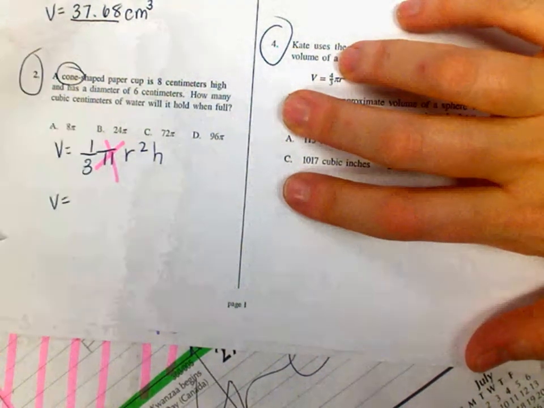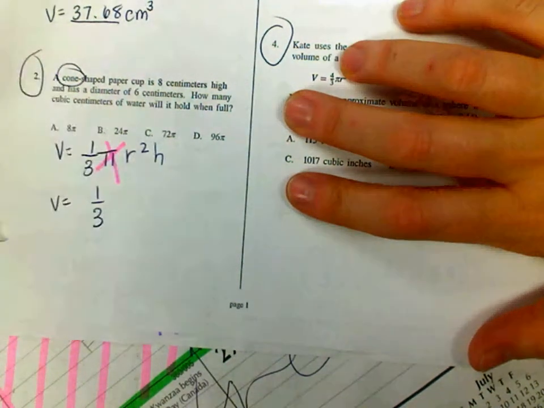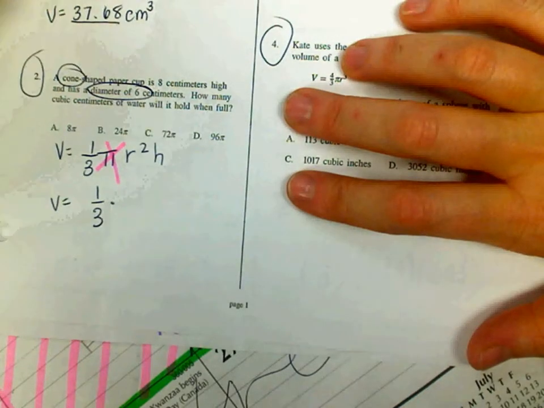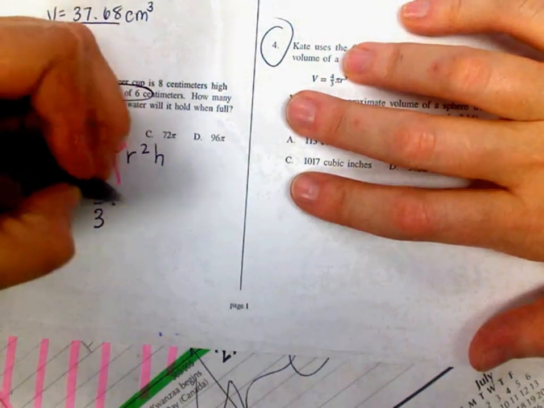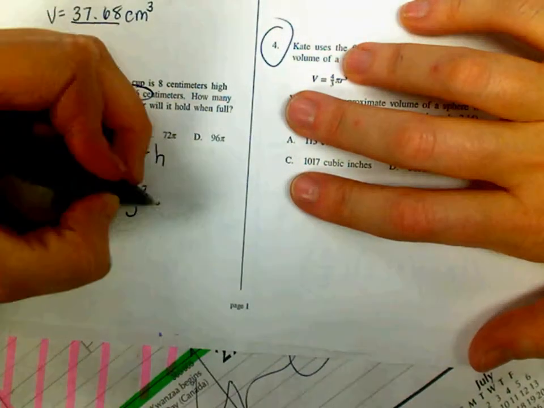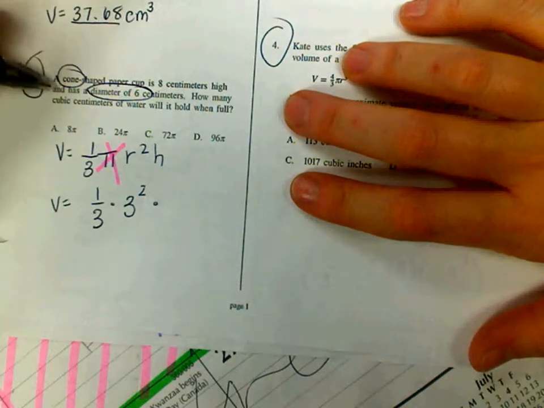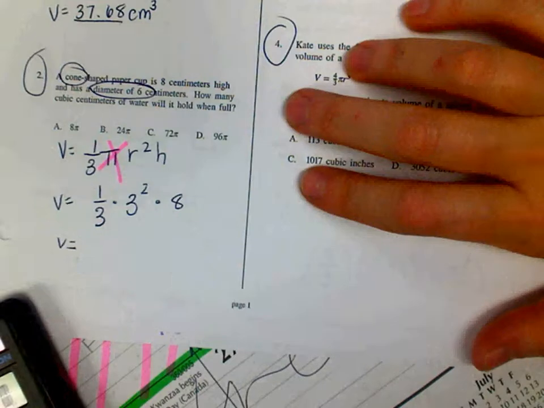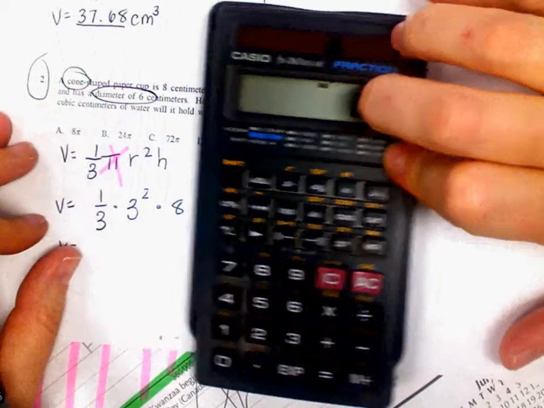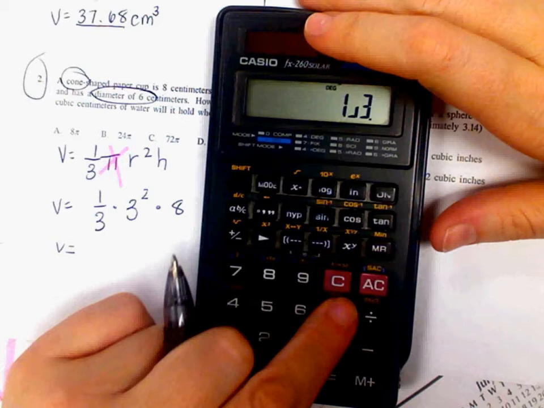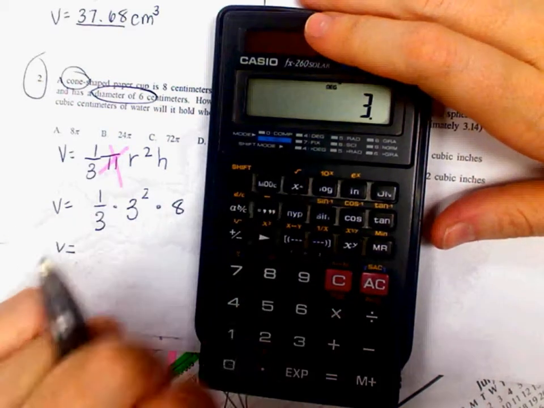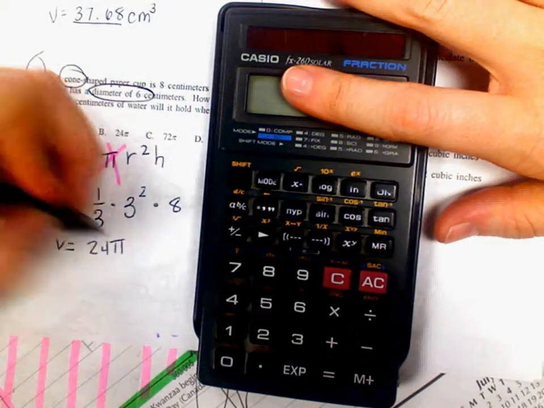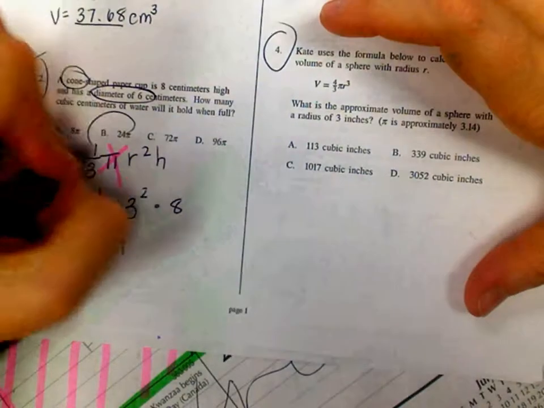So 1/3 times the radius. So this one gives us the diameter. The diameter is 6, so the radius is 6 divided by 2. 3 squared times the height of 8. And that's 24. So 24 pi. B.